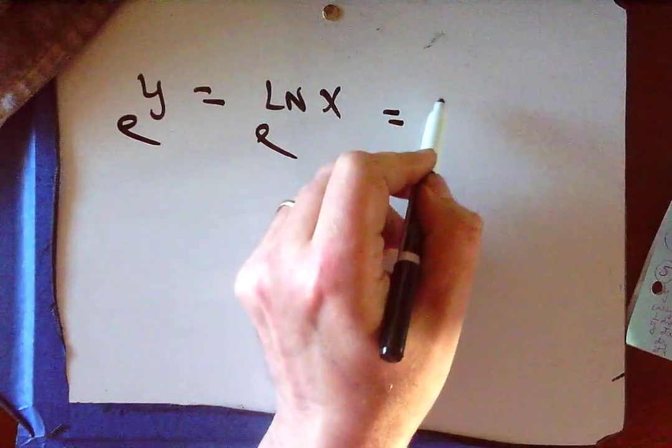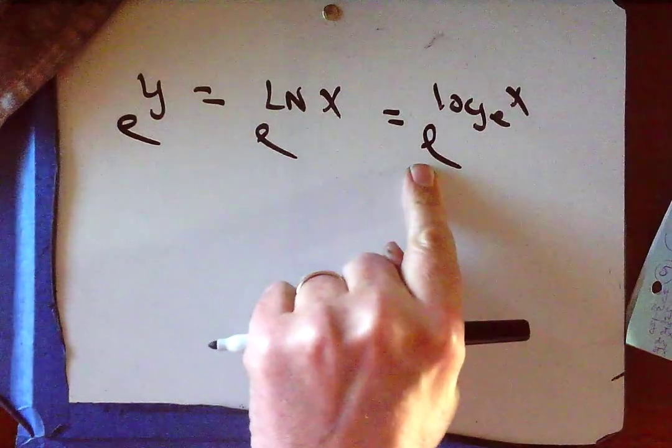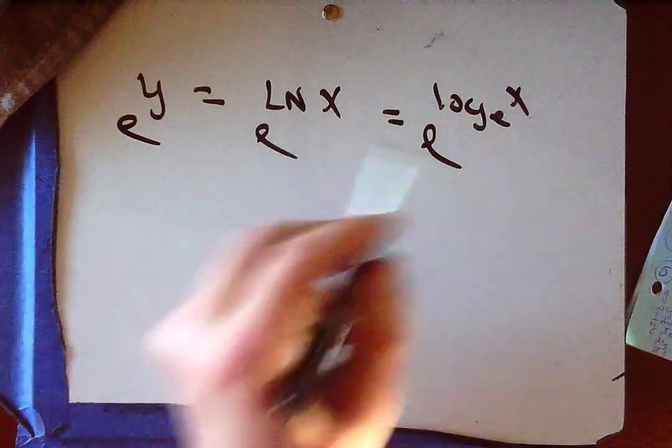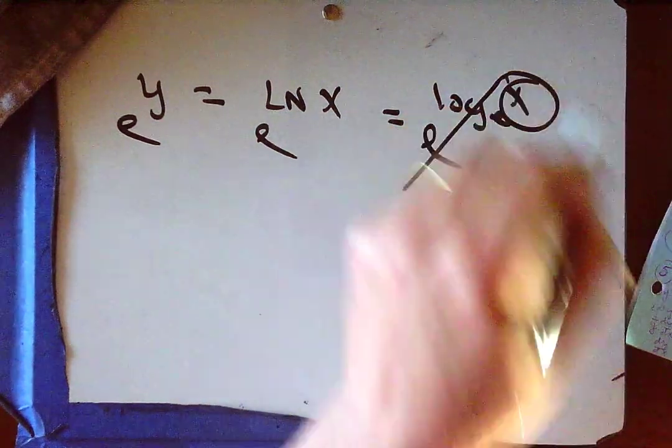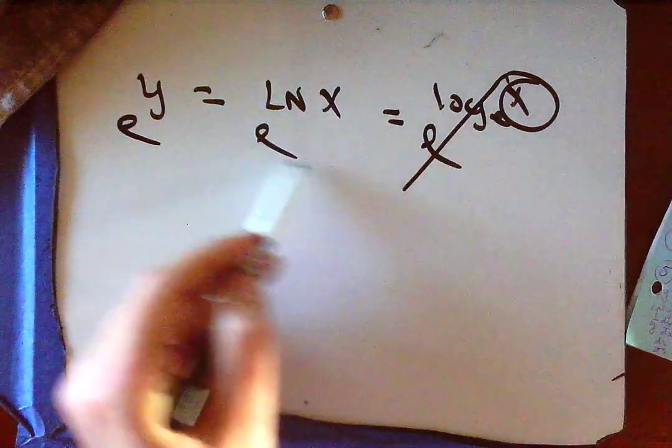Why? Because remember ln is really log base e. e raised to the power of log base e, what happens to those things? They cancel, and I'm left with that. So this is that.